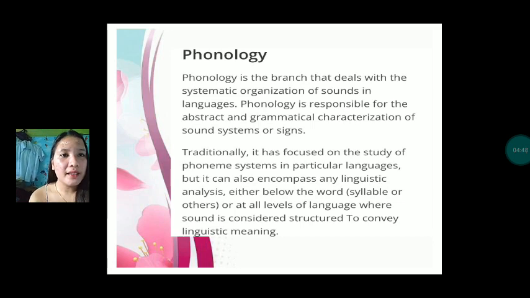Traditionally, it has focused on the study of phoneme systems in particular languages, but it can also encompass any linguistic analysis either below the word, syllable, or others, or at all levels of language where sound is considered structured to convey linguistic meaning.